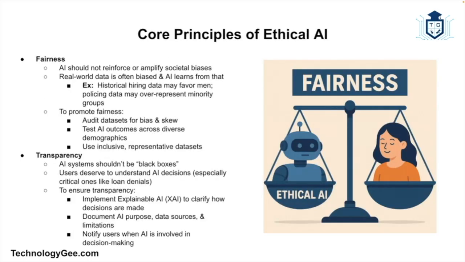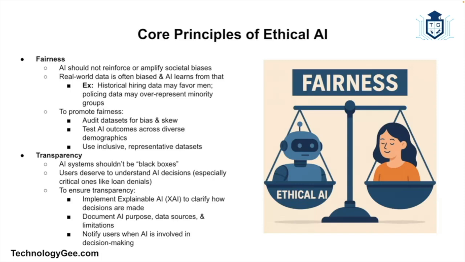All right, so let's go over the core principles of ethical AI. So there's no universal rule book as of yet, but most ethical AI frameworks revolve around a few key principles. So let me go ahead and break them down. The first one is fairness. And basically, this says AI should not discriminate, period, point blank.